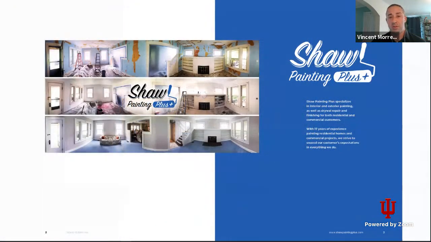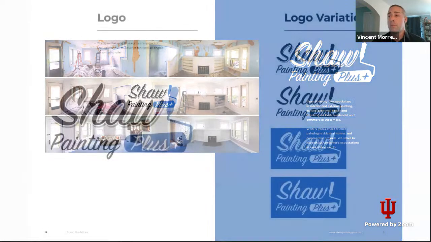This image shows a nice example of a beginning, middle, and end to a project that is a complete restoration of a living room in a house in Irvington. It also talks a little bit about the background of the company, having 17 years of experience painting residential homes and commercial projects. We strive to exceed our customers' expectations in everything we do.